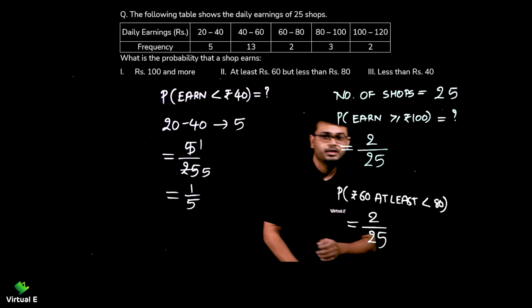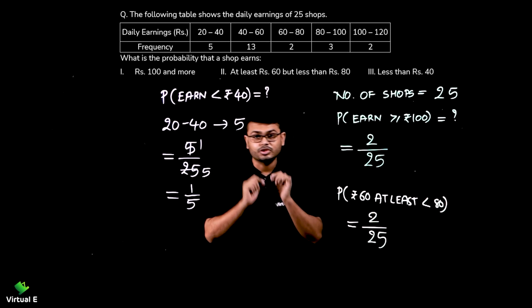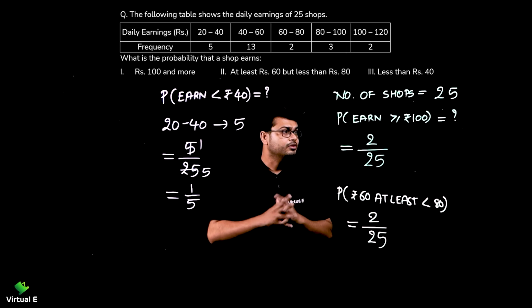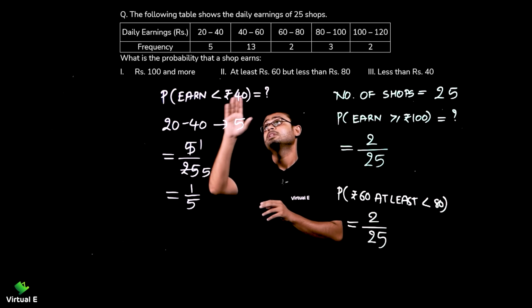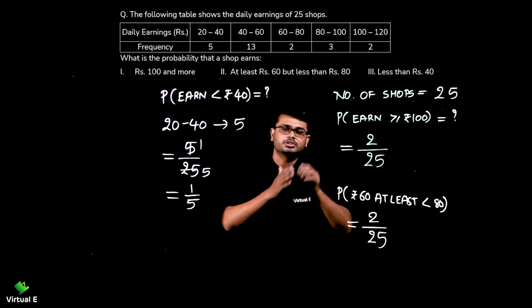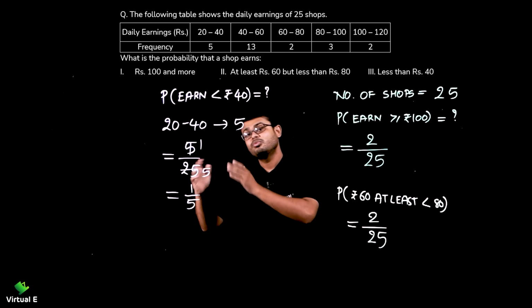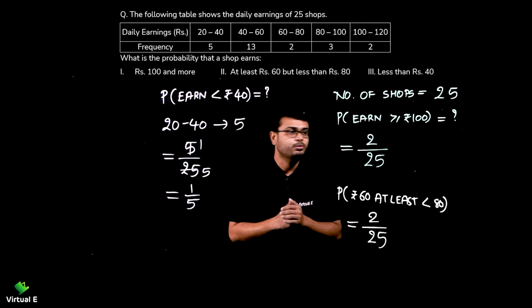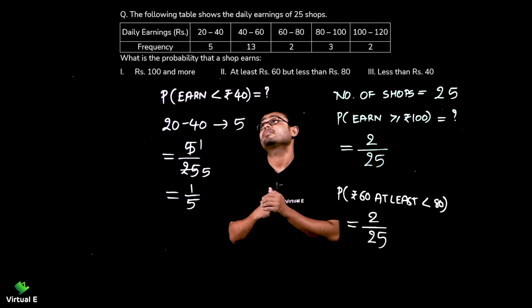Let's recall what we did. First of all, take the total number of shops. That is 25, given in the question, very straightforward. There are 3 conditions, 3 probabilities. First, rupees 100 and more. So 100 is accepted and more than 100 is also accepted. There is only one category, 100 to 120, that is 2 by 25.